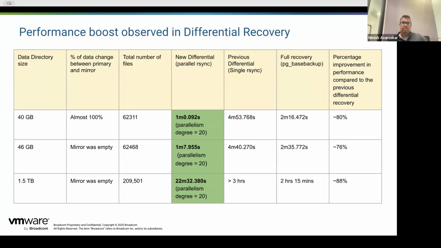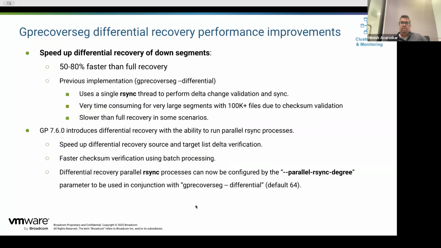So all of this has been documented in your gprecoverseg manual as well as the man command. So feel free to review it as needed. As I mentioned, the flag can only be used in conjunction with the differential recovery flag. And this way you can automate and set it to a particular value, for example, if you want to test it with a lower value and then incrementally bump it up so that you can see if you're gaining any performance with segment recovery, especially if incremental recovery has failed.